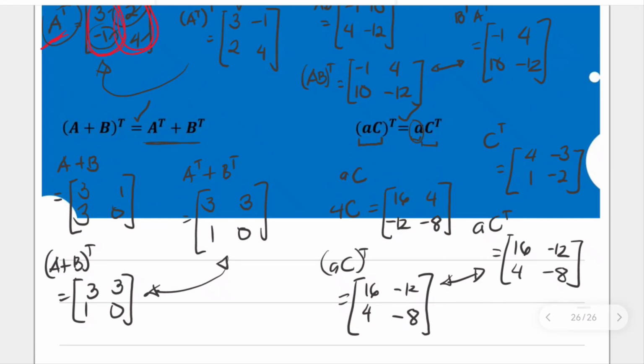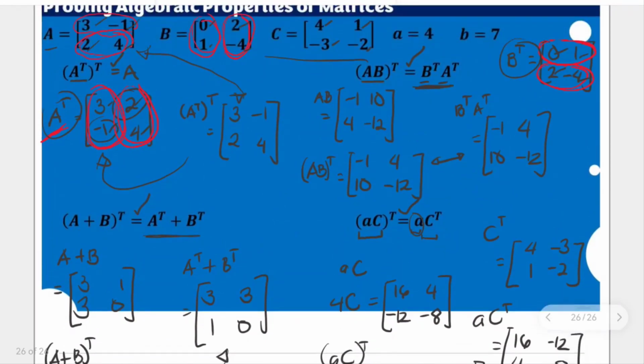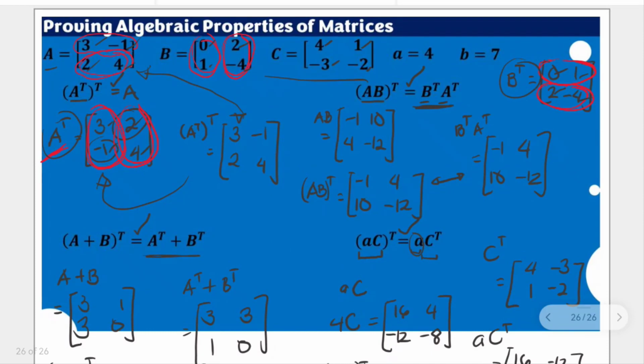So these are the validation of the 4 properties which involve transposes together with some operations included here. Specifically, multiplication for the second, addition for the third, scalar multiple for the fourth, and for the first is the transpose of the transpose.